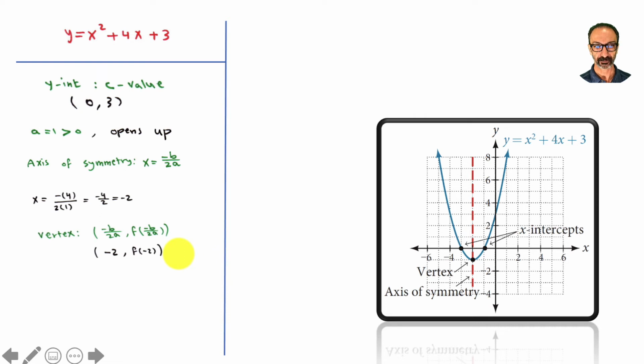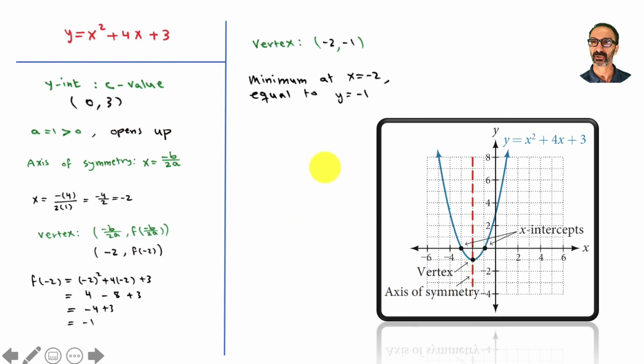Now, the vertex will be negative 2 and the output of negative 2 to find that location. Doing the math, I have negative 1, which confirms on the graph. The vertex is (negative 2, negative 1), and we have a minimum at negative 2 with a value of down to negative 1, y value. That's a minimum y value.